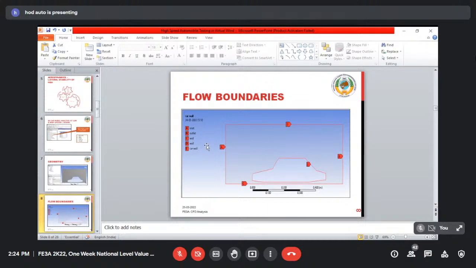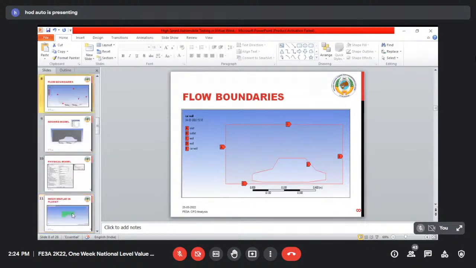Because the moment I include tires, I should go with a three-dimensional model. So what I did is I just went with a 2D model, and this particular D is again the top portion of your wind tunnel, and this is the car wall.